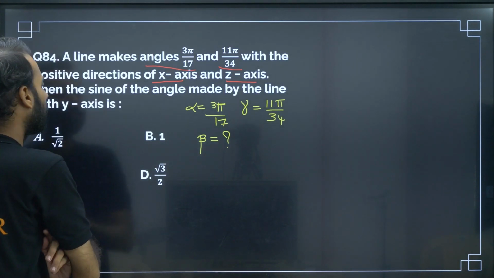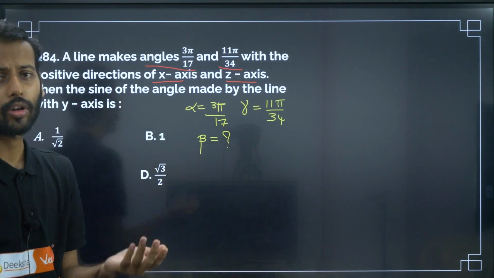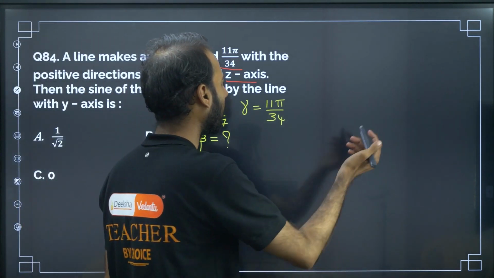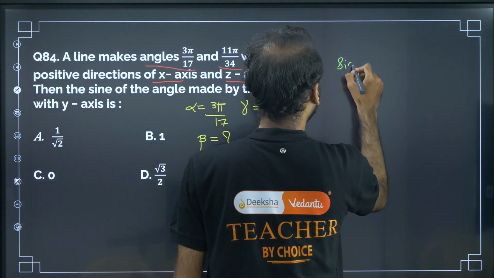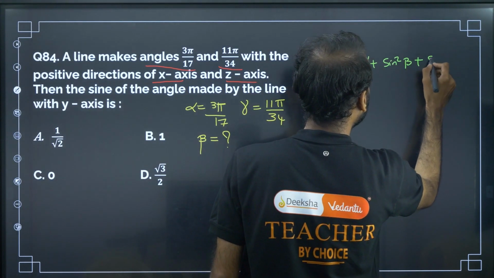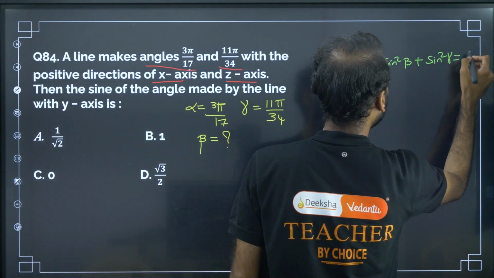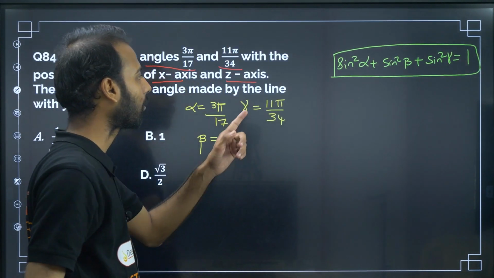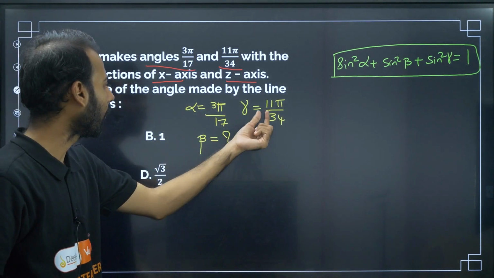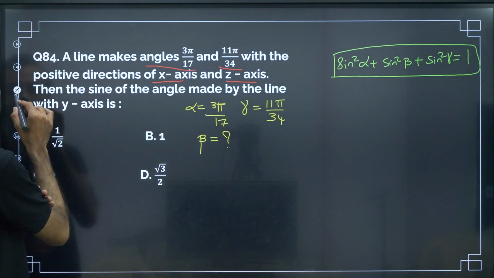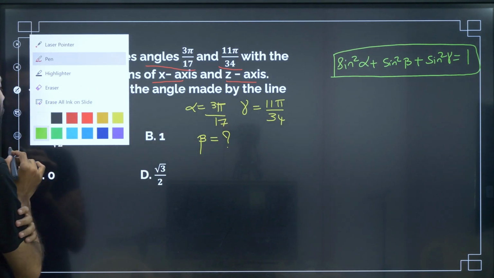First let me write that as synopsis. Cos square alpha plus cos square beta plus cos square gamma is equal to 1, that everybody knows. With that one more formula, generally if you know, it is a good thing. Sin square alpha plus sin square beta plus sin square gamma is equal to 1. Take this as synopsis point, or just recall this. Here we know alpha, we know gamma, we don't know beta. So they are asking to find beta. Now what to do to find beta?